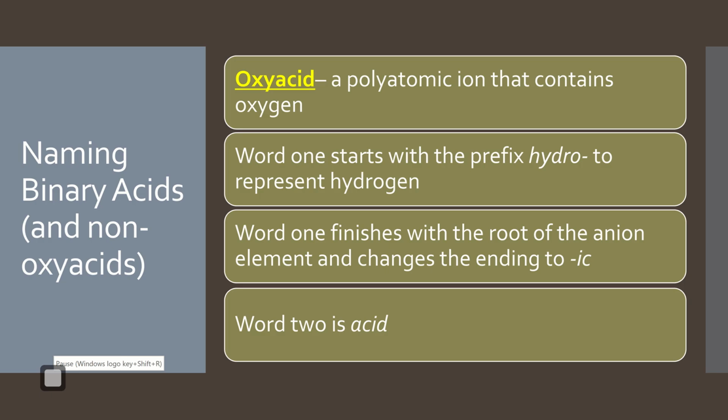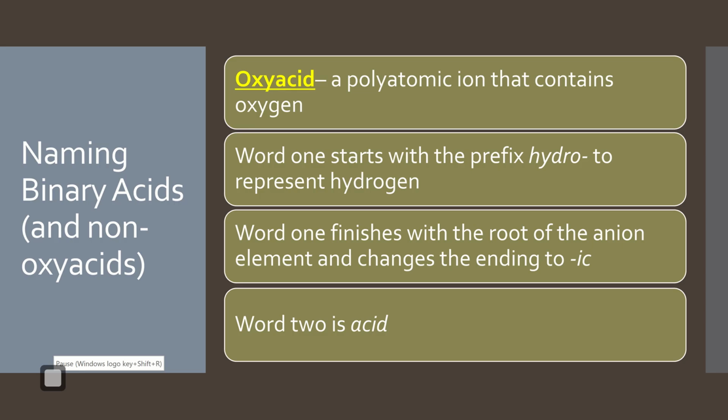So there are two naming rules. We're starting off with what we're just going to call binary acids, or non-oxy acids. Now there's only one exception to that, and I'll show you that one: a ternary non-oxy acid. We'll get to that one in a moment.